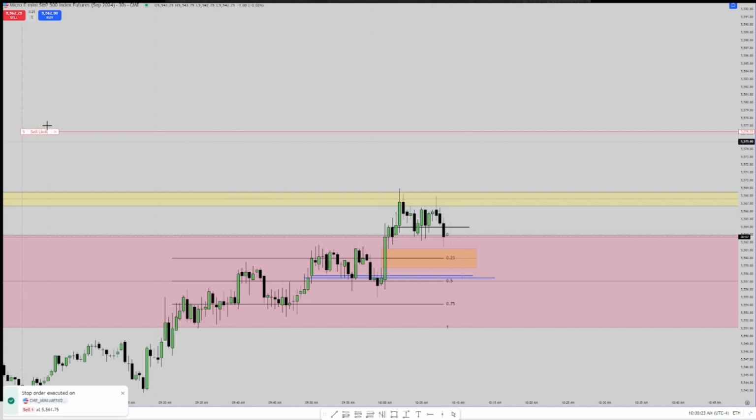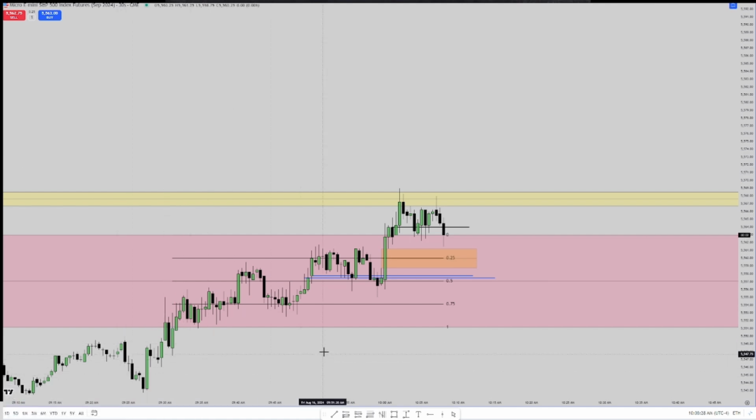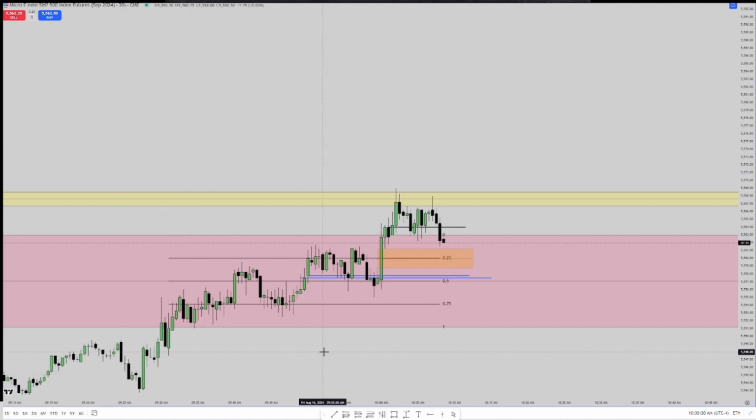And it hit my stop. So I got stopped out on that trade. That happens. If I would have got in on my original entry, we would be okay. That's part of trading, is sometimes you lose, sometimes you win, and the goal is to win more times than you lose.